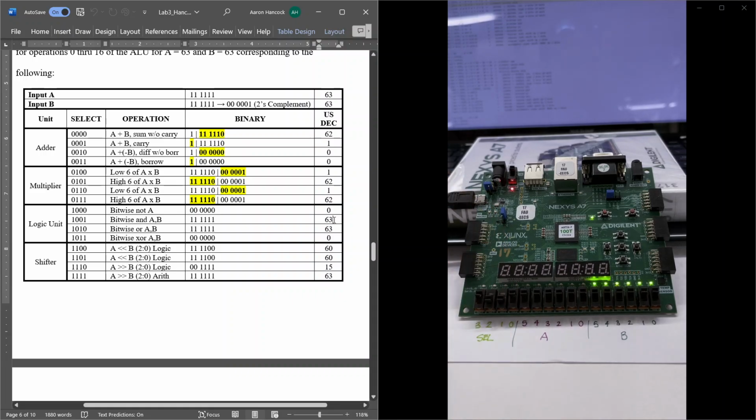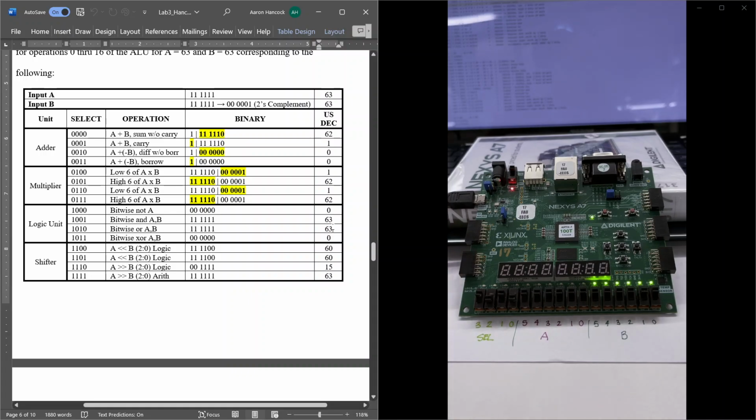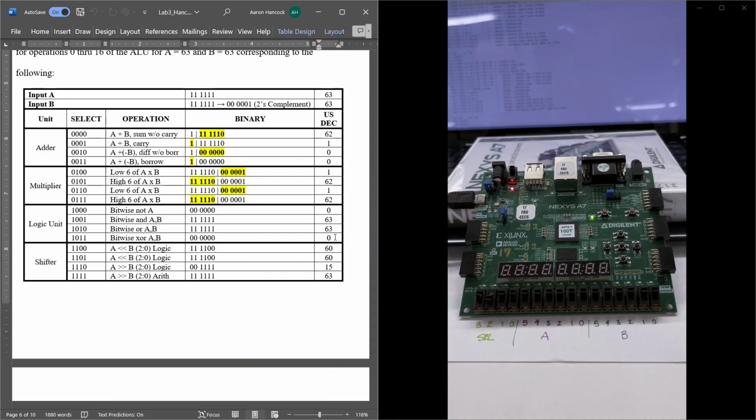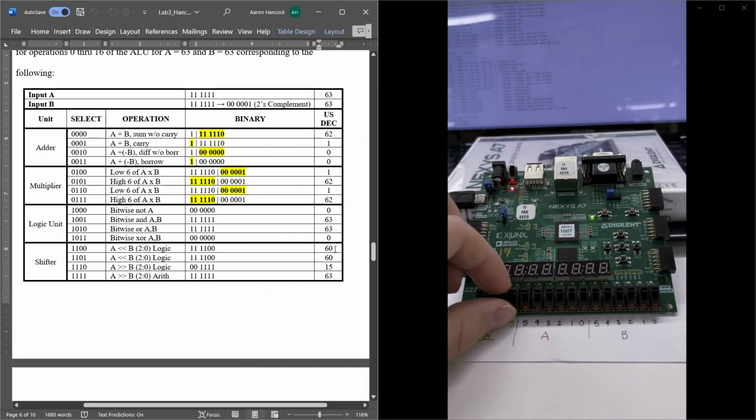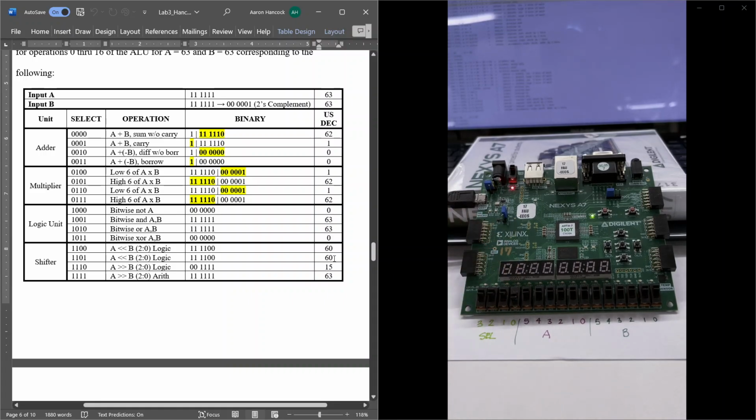For input 9, we're going to have the bitwise AND of A and B, so they're all high. The bitwise OR of A and B, again, also all high. And for input 11, we'll have the XOR of A and B, which is all zeros, since the bits are all the same. For 12, we're going to have a left shift by 15 bits. And again, it's a left shift logically, so we're bringing in zeros.